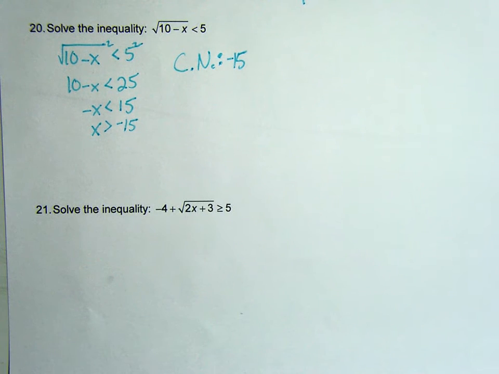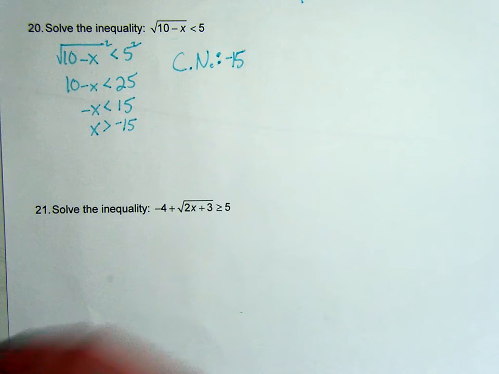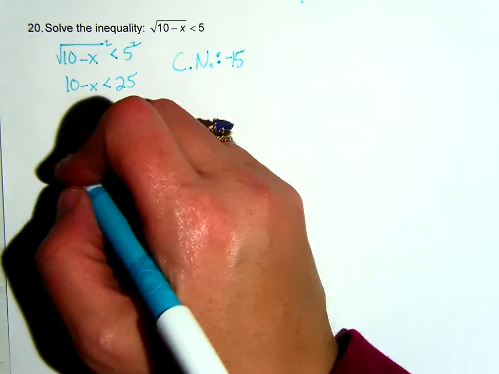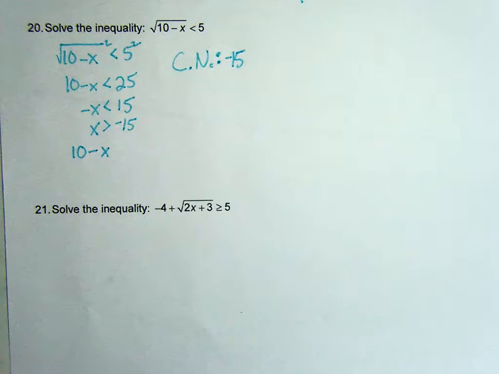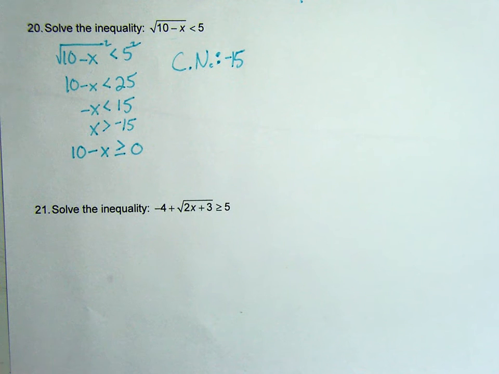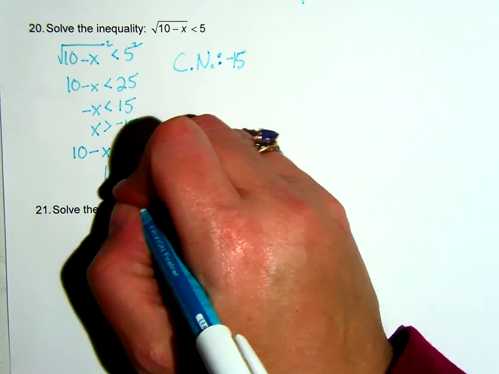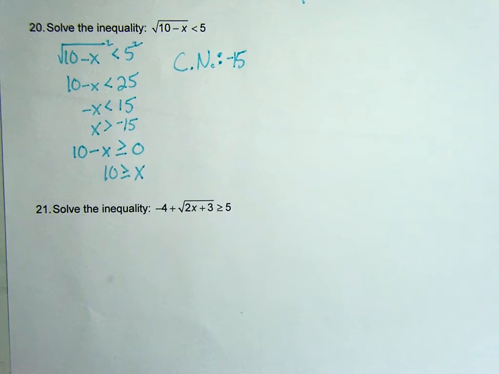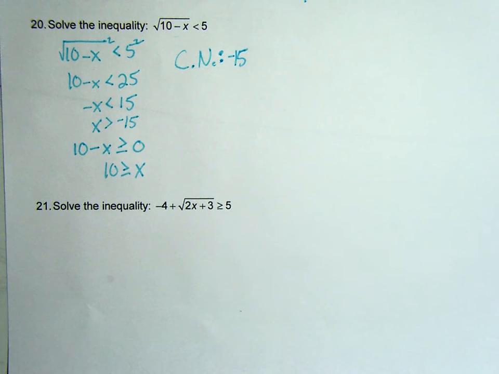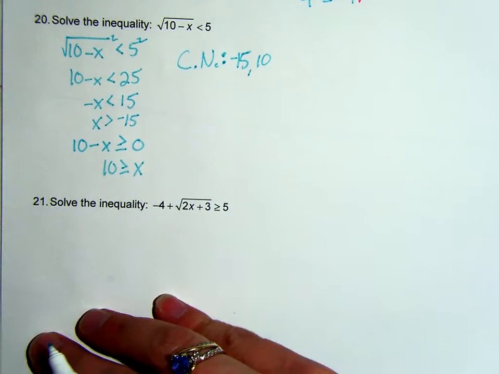To get other critical numbers, we now need to find the domain of our radical. So we take the inside of the radical and set it greater than or equal to 0, because it is a square root and we cannot plug a negative number into a square root. Solving, I can move the x to the other side and I get 10 is greater than or equal to x. We need to write down 10 as a critical number.